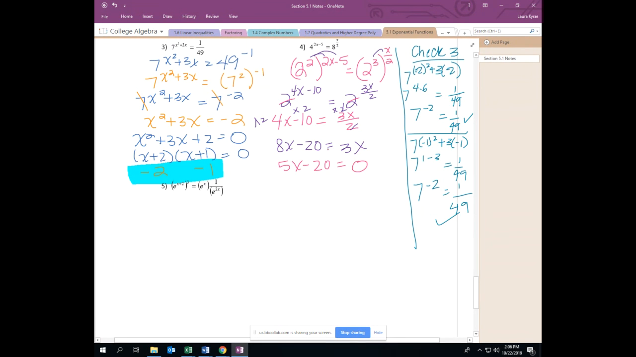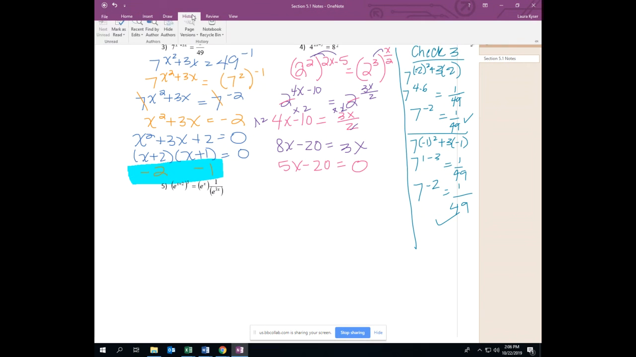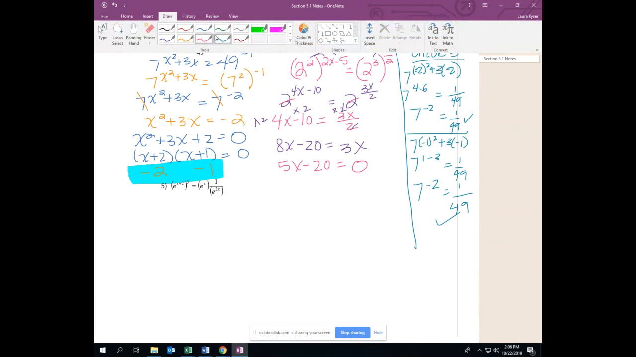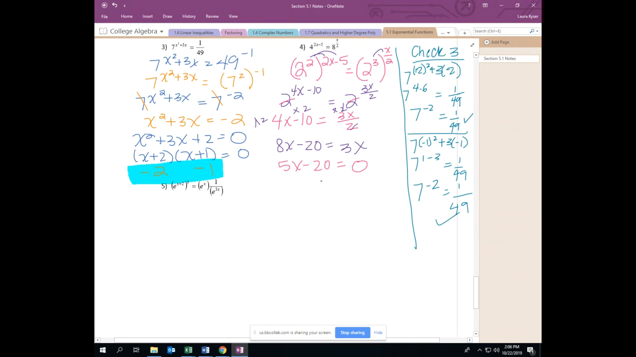And now I have to solve this equation. So two steps, I need to add the 20 over. That gives me 5x equals 20. And then divide both sides by 5, which gives me x equals 4.